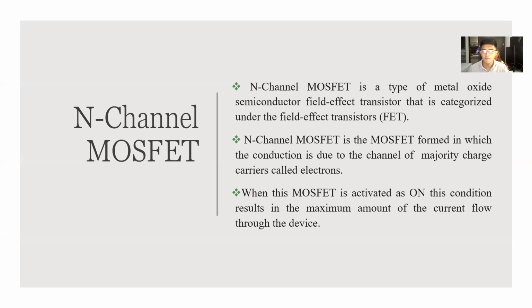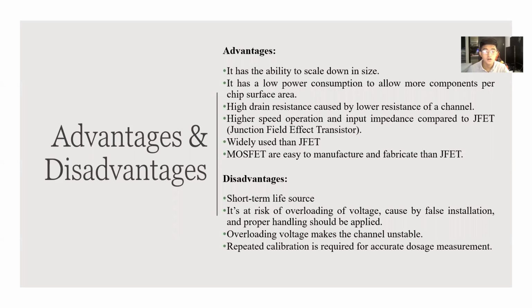With all the knowledge that we have, there are also advantages and disadvantages for this MOSFET. The advantages are that it has the ability to scale down in size. It has a lower power consumption to allow more components per chip surface area. Next, MOSFET has a high drain resistance caused by lower resistance of a channel. MOSFET also has a higher speed of operation and high input impedance compared to JFET, which is the junction field effect transistor. MOSFET is more widely used than JFET. MOSFETs are easier to manufacture and fabricate than JFETs.